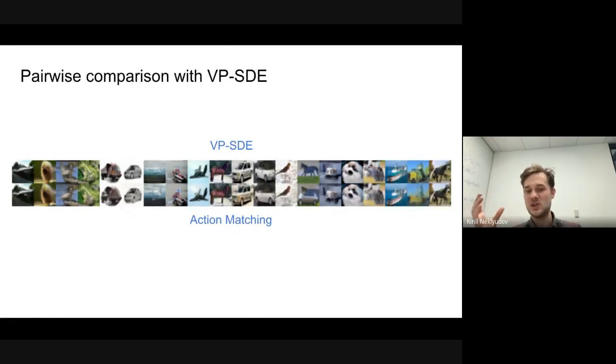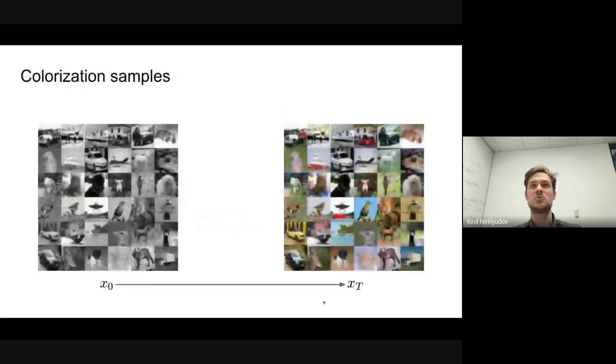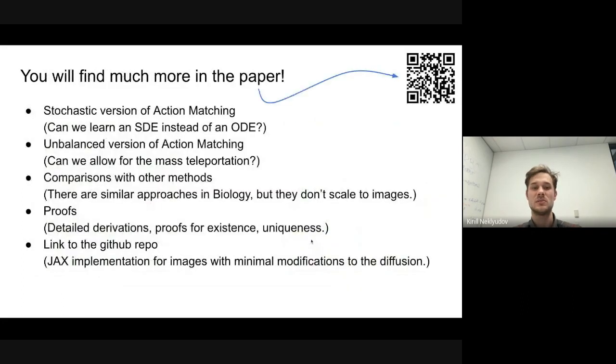And images here are very good because we can visually validate that our method scales and yields good samples. Because if we go back to the bio applications, there we compare with methods that don't scale to high dimensions like images, and that was kind of a statement. Yeah, and then colorization and superposition. Colorization is done basically like this. I just took some samples, and you can learn it pretty easily and pretty fast. You go from the grayscale images to the colored images.